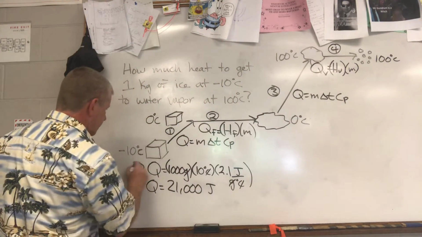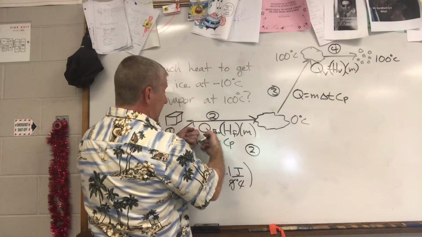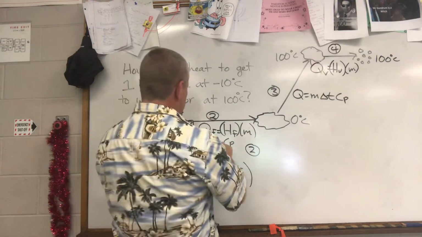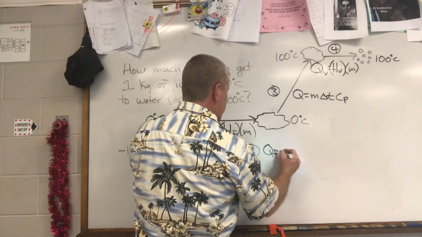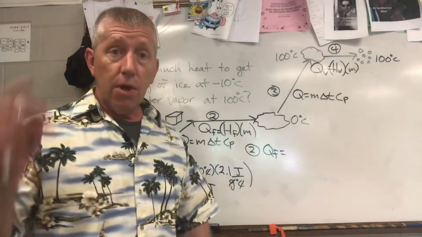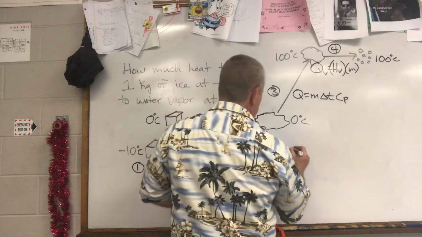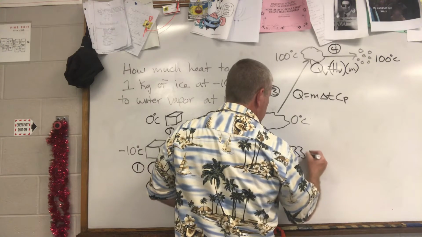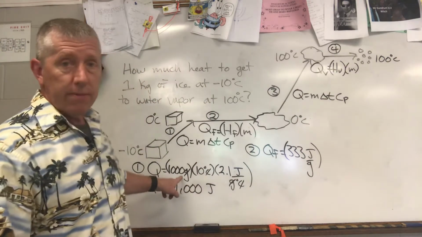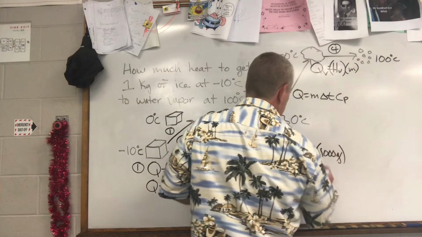Step 1 is done. Step 2. I'm going to calculate the heat it's going to take now to melt the ice. We've got it at the melting point. How much is it going to take to melt it? So I need the heat of fusion of ice. Remember from the last video? We wrote it down, right? The heat of fusion for ice is 333 joules per gram. And we'll multiply that by how many grams of ice we have. We have 1,000 grams of ice, a kilogram. And we'll multiply those. The grams will cancel.